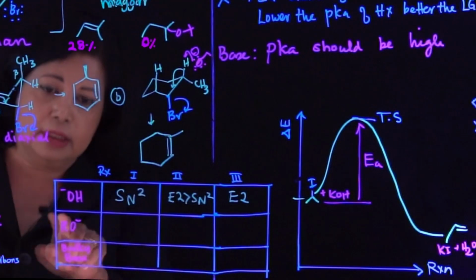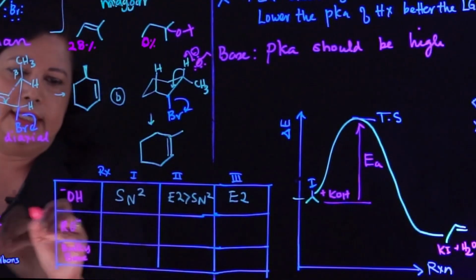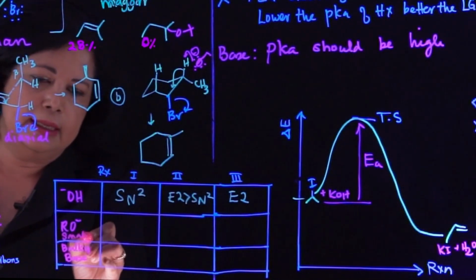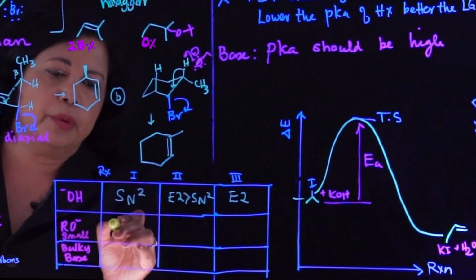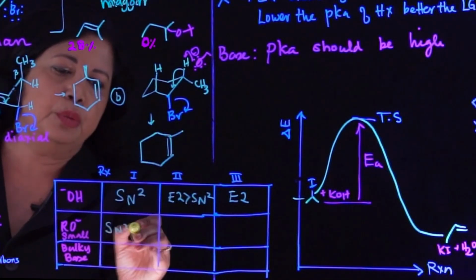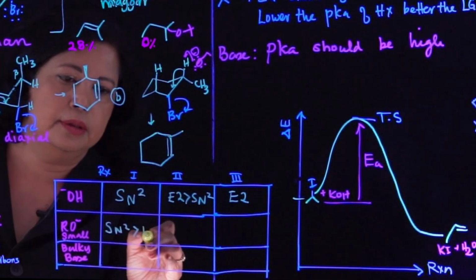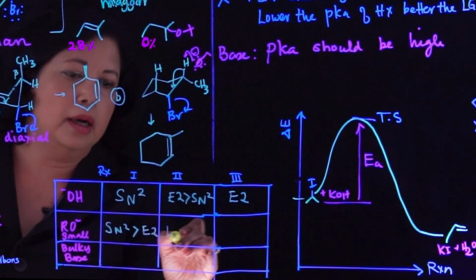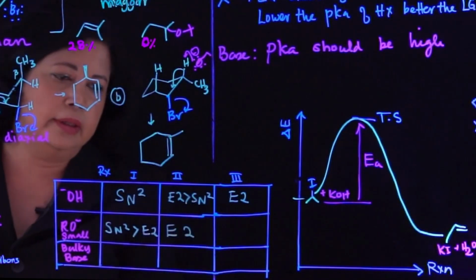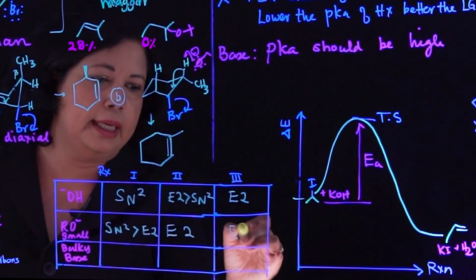If you have alkoxides, and if it's a small base, like ethoxide, methoxide, and so on, on primary, you're still going to get SN2, but you would also get E2. And with a small base, you're going to get a lot more E2. I'm not going to write out the SN2. And on tertiary, you will only get E2.